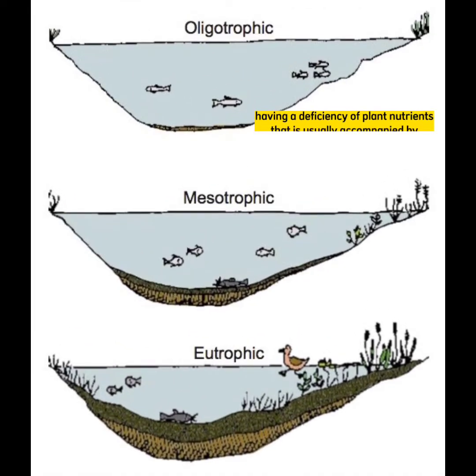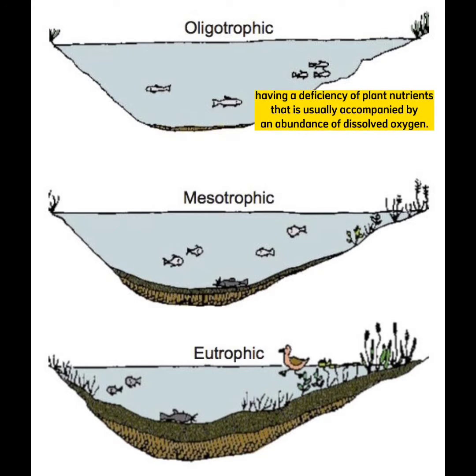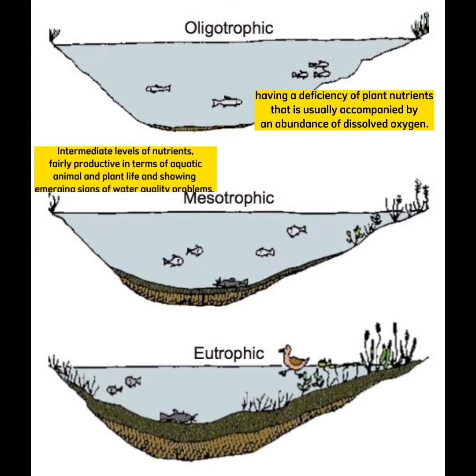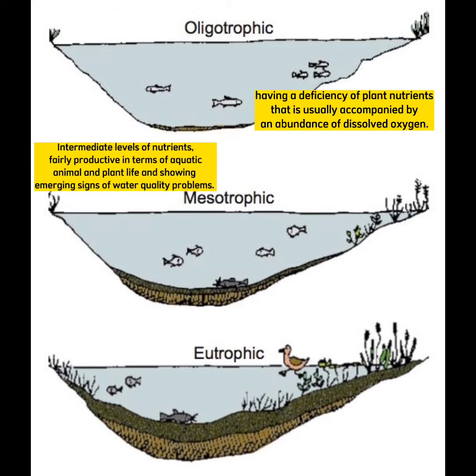Number 1, oligotrophic. It has a deficiency of plant nutrients that is usually accompanied by an abundance of dissolved oxygen. Number 2, mesotrophic. Intermediate levels of nutrients, fairly productive in terms of aquatic animals and plant life, showing emerging signs of water quality problems.